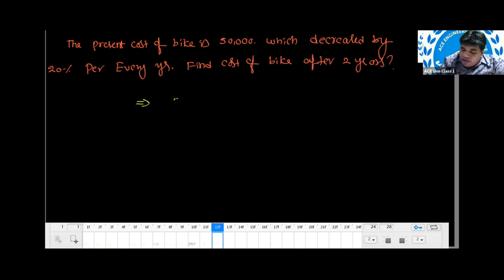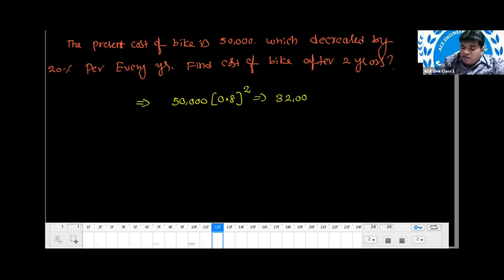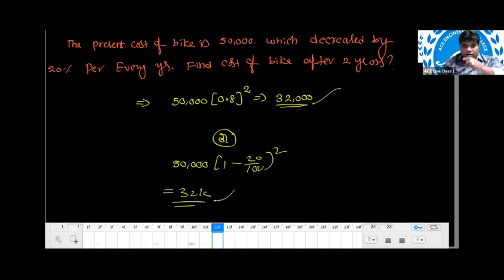Calculator method. 50,000, 20% decreased. What is the value? 0.8. Until how many years? Simplify, 32,000 is the answer. Completed. Okay, in case you don't know this method, 50,000 into (1 minus 20 by 100) whole square, you can simplify, again 32,000 is the answer. Okay, no?